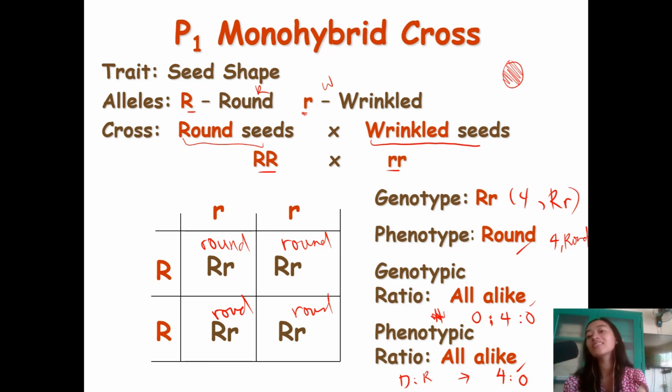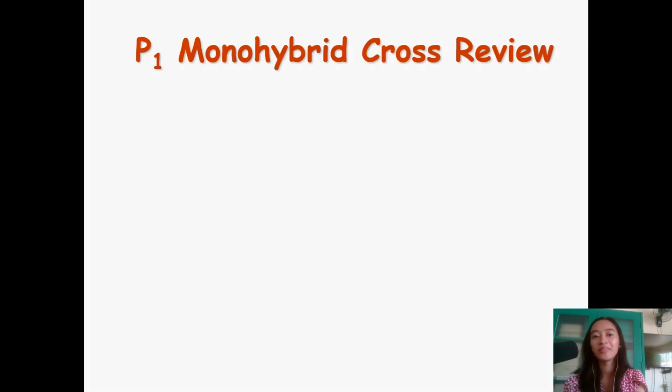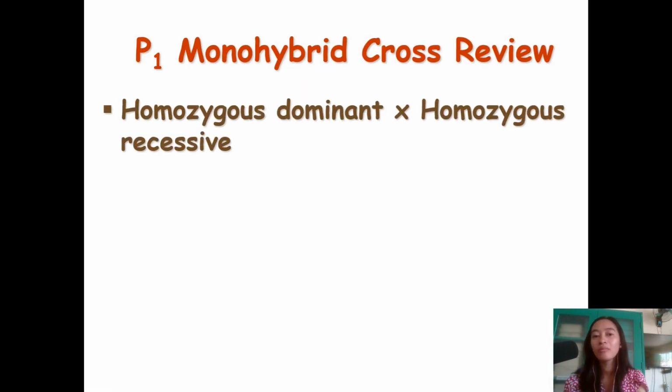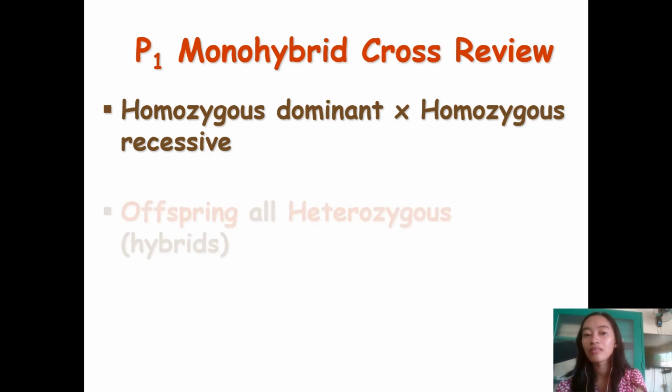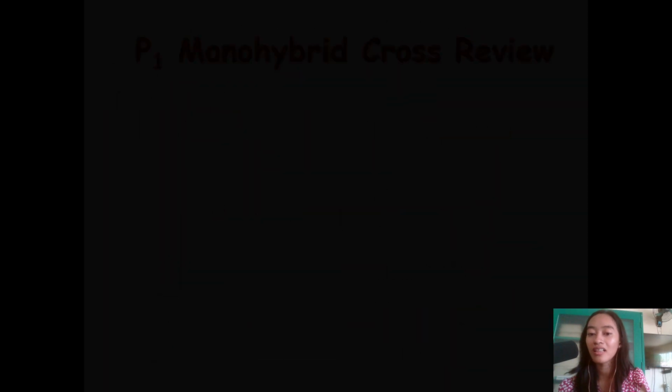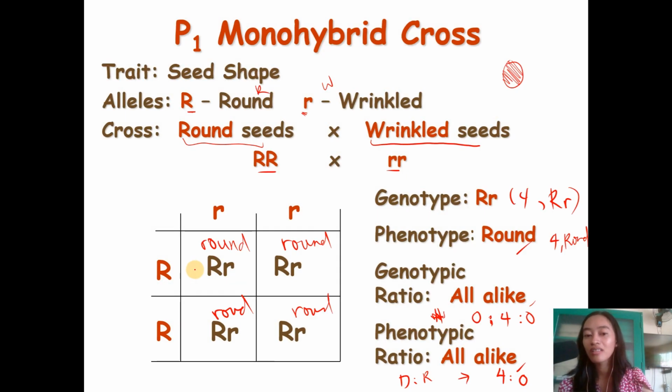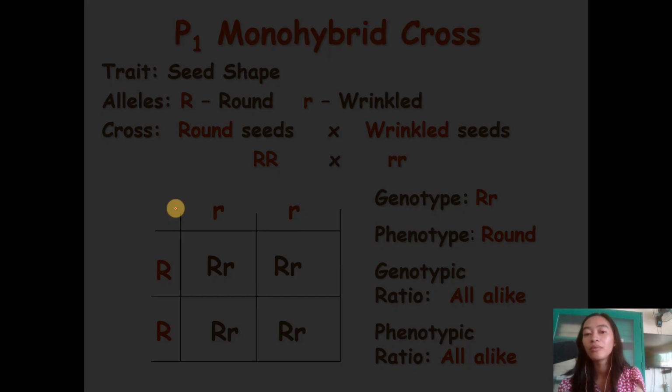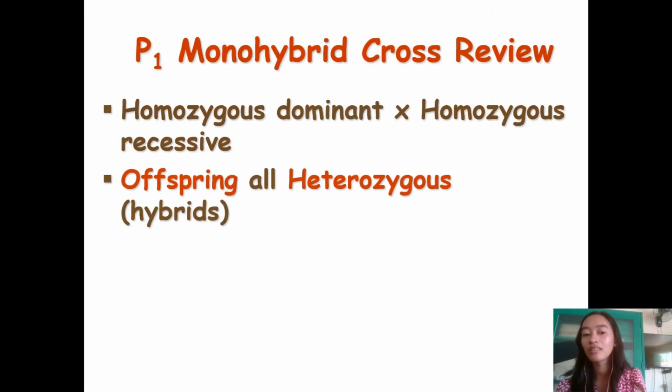That's how you do the Punnett square. Another example, as a review. When you cross a pure dominant and a pure recessive, or homozygous dominant against homozygous recessive, the offspring would all be heterozygous, or in other words, hybrids. All of their results are big letter, small letter, big letter, small letter, 100%. All four of them would be hybrids or heterozygous.